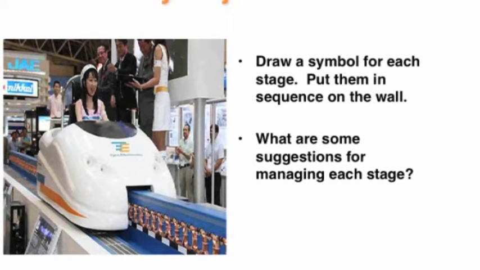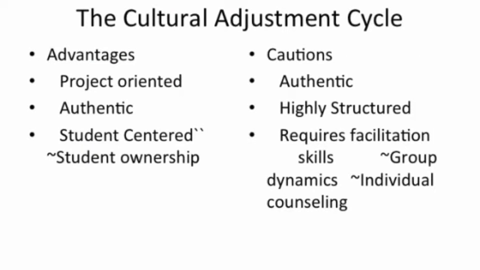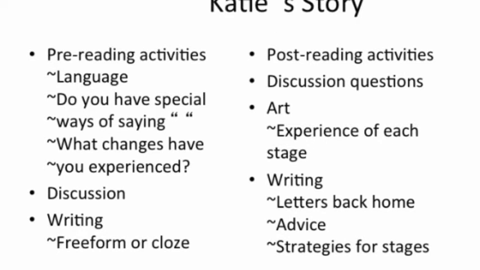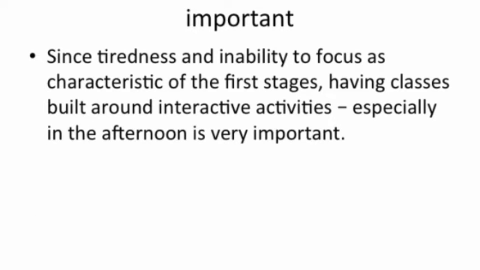The cultural adjustment cycle is really important in teaching. One thing that we can do is simply draw symbols for the stages. This is a very powerful little exercise for students to do. We need to remember when we're designing things that the adjustment cycle is authentic and very real, but we need to be a little careful because it's also very emotional for students. Katie's story has a lot of both pre-reading and post-reading activities.